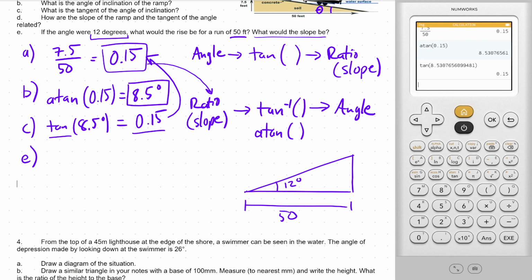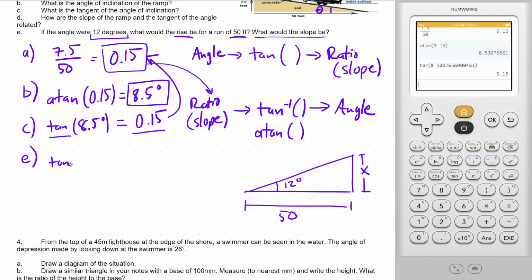Oops. Sorry, I'm getting ahead of myself. First I'm saying, what would the rise be? So that means I want to find this value right here, x. Actually, we're going to end up finding the slope before we even find the rise. So let's see. I know that the tangent is the slope, which is rise over run.